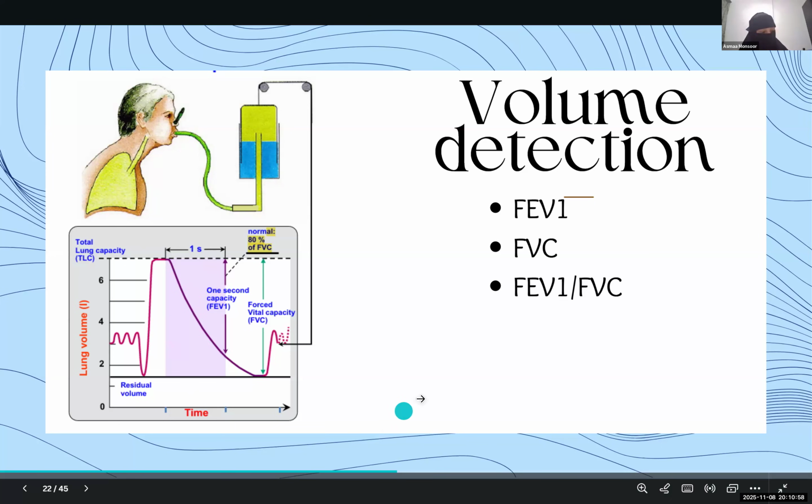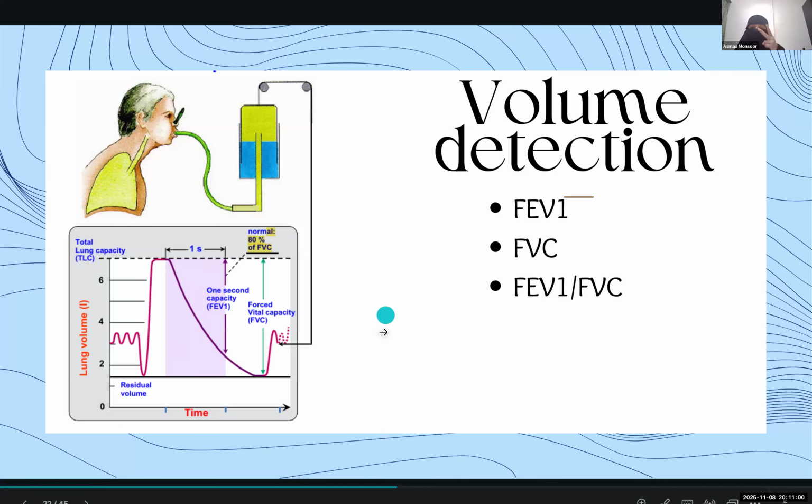Okay. Now let's talk about the second parameter, which is FVC, the forced vital capacity. The forced vital capacity is the total amount of air you can get out of your lungs during the entire exhalation process. Okay. Which is the volume from when you start exhalation till the end of exhalation. As you can see, the volume is represented from here till here.